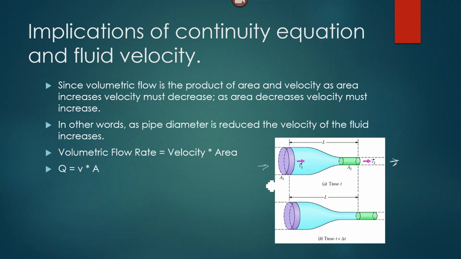But the area of the entrance of the pipe is greater than the area of the exit of the pipe. The volumetric flow rate is velocity times area. So if our area is greater on one side than it is on the other, then our velocity on that side is going to be less. If area is greater, then velocity is going to be less, whereas where our area is less, our velocity is greater.